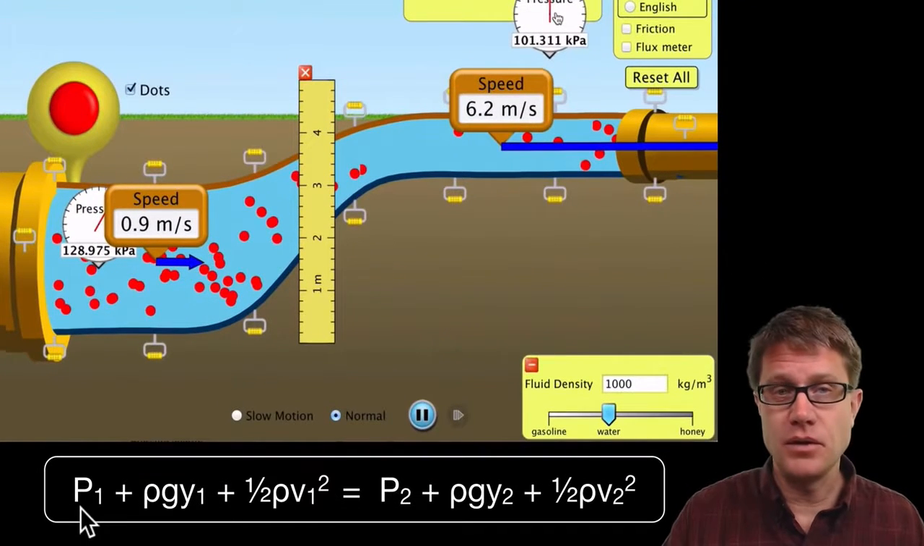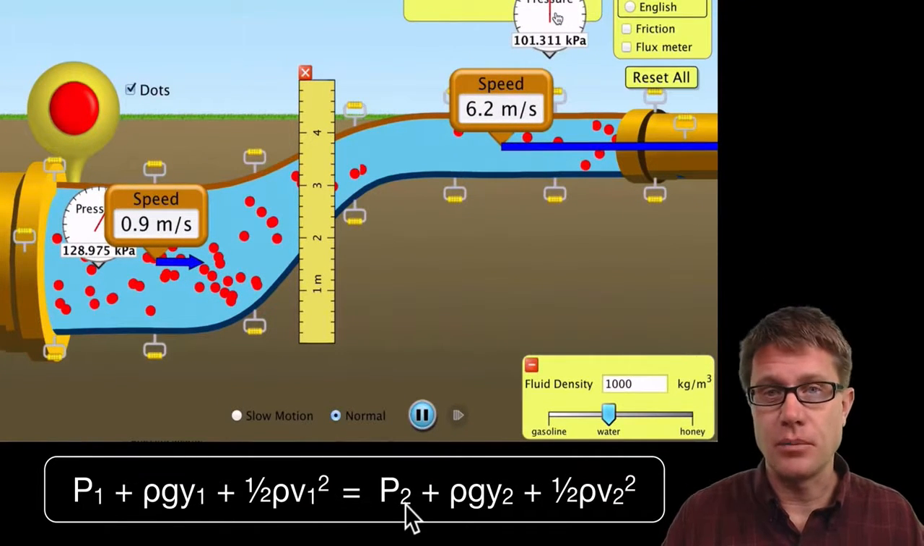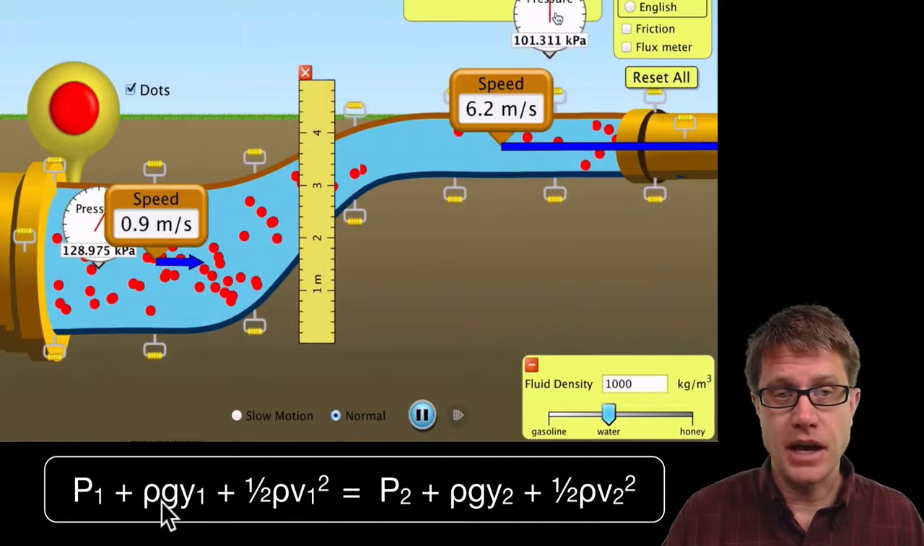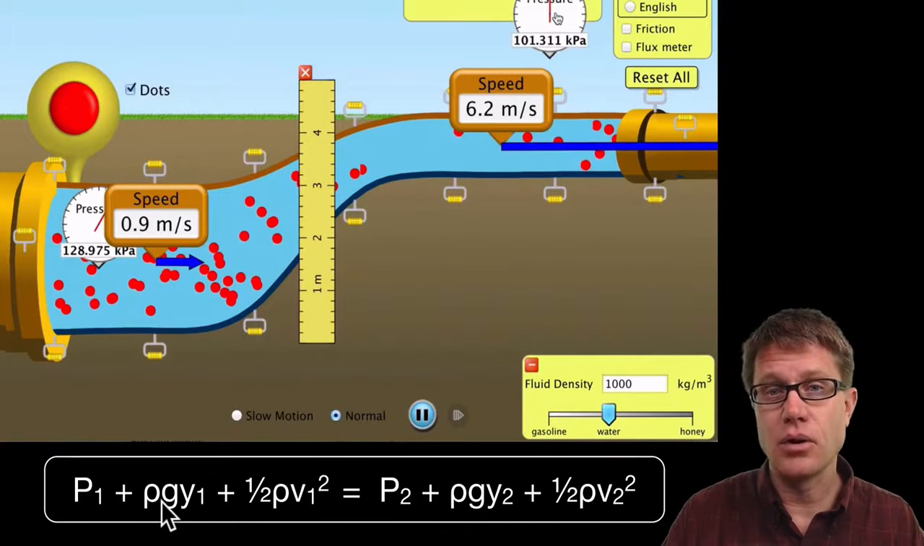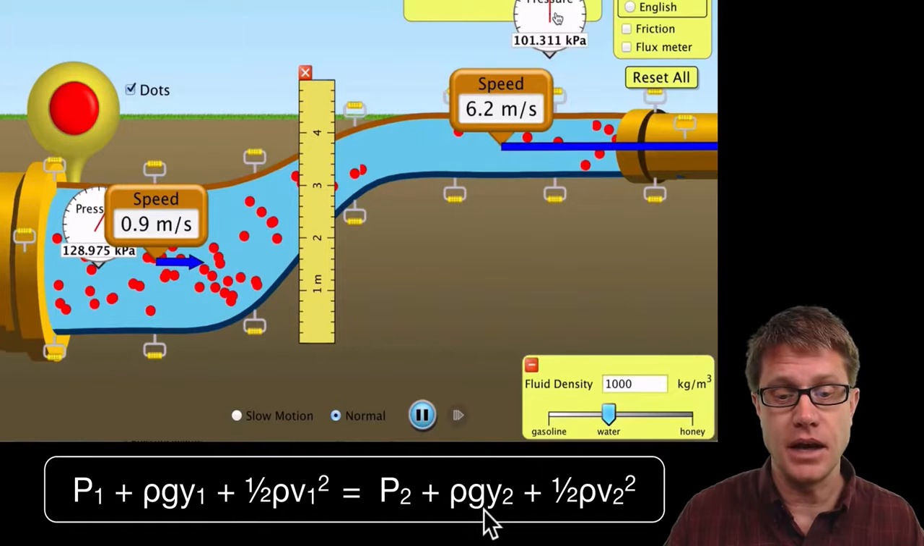On the left side, I'm giving you the pressure. On the right side, we don't know what that pressure is. On the left side, do we have less or more potential energy in the pipe than we would on the right side? Well, the density of the fluid, since it's water, is going to be the same on both sides.